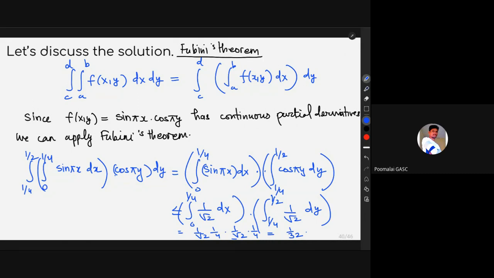For example, if it depends on x, you first need to integrate with respect to y, so that you will get everything in terms of x, and then you integrate with respect to x. But if the limits are given in terms of y, you need to first integrate with respect to x, so that after the first integration, everything will come down in terms of y, and then you can integrate with respect to y.